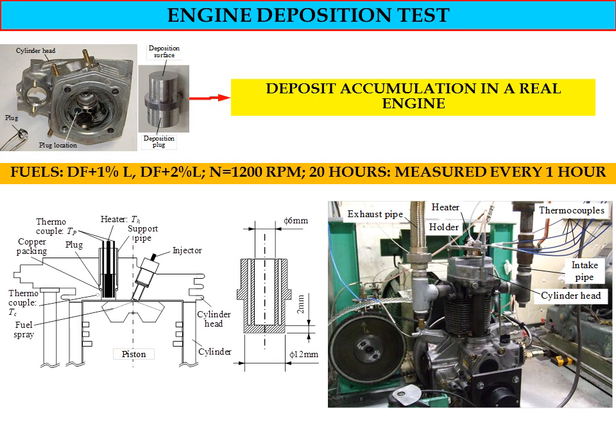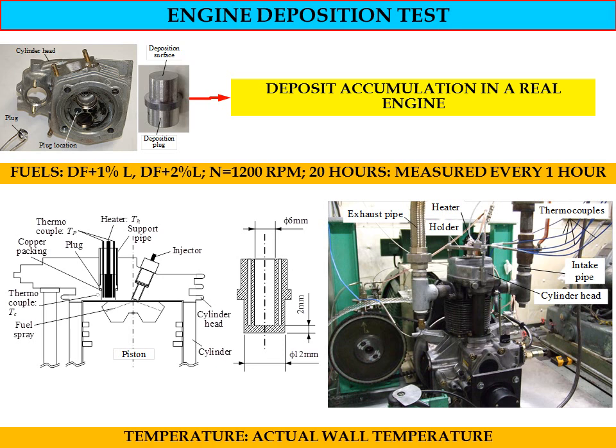In the plug there are two thermocouples inserted. The first is to measure the actual temperature during the engine operation, and the second thermocouple is to maintain the temperature at a specific temperature. Also, during the experiment we insert the heater in the plug to control the temperature of the plug at a certain temperature. So the temperature of the plug refers to the actual wall temperature.